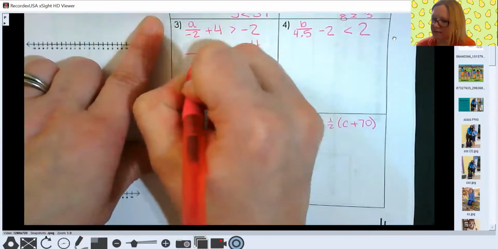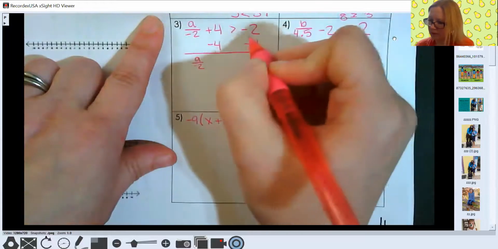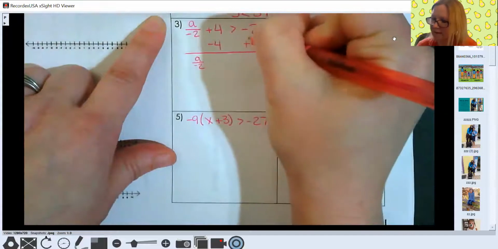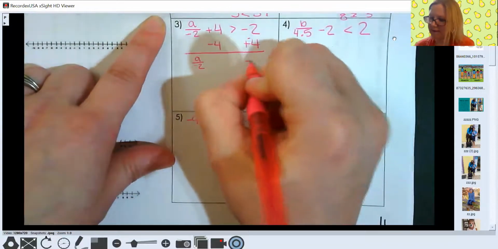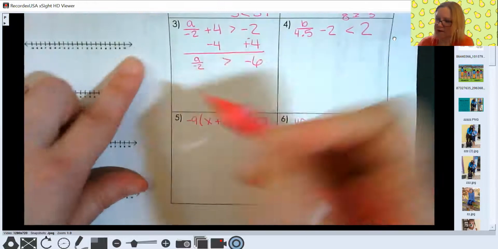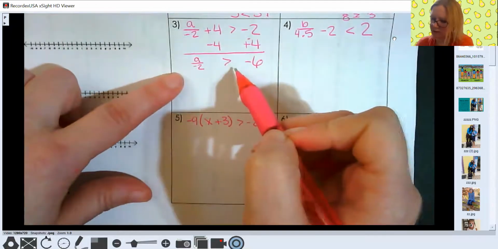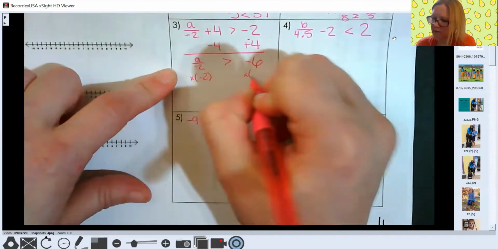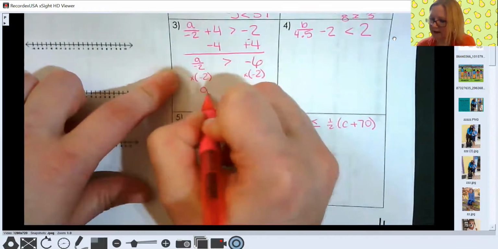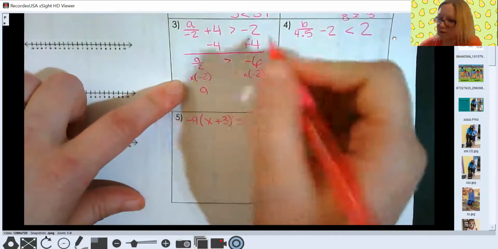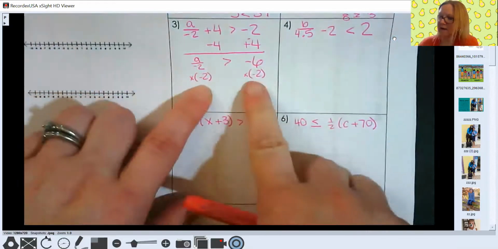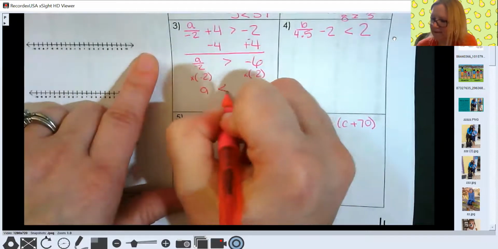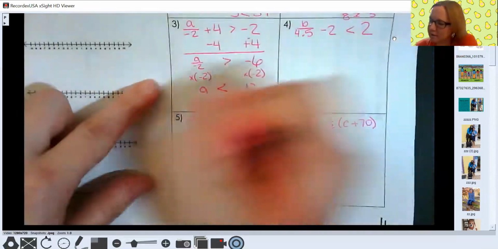That gives me a divided by -2. And over here, -2 minus 4 is the same as -2 plus -4. So it's -6. So a divided by -2 is greater than -6. Now I'm going to multiply both sides by -2. That gives me a, and over here, -6 times -2 is a +12. Since I multiply both sides by a negative value, I reverse the symbol, so it becomes a is less than 12.